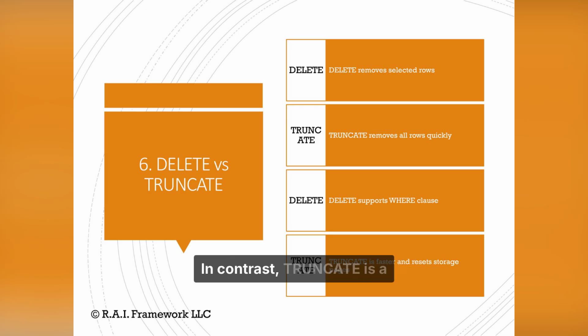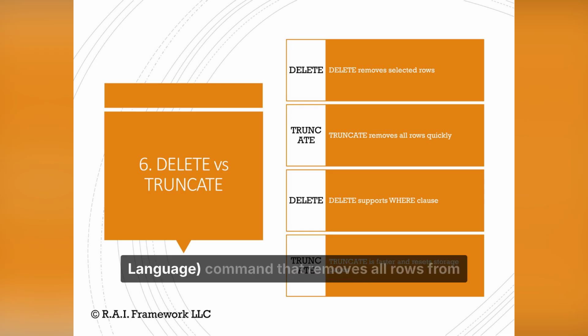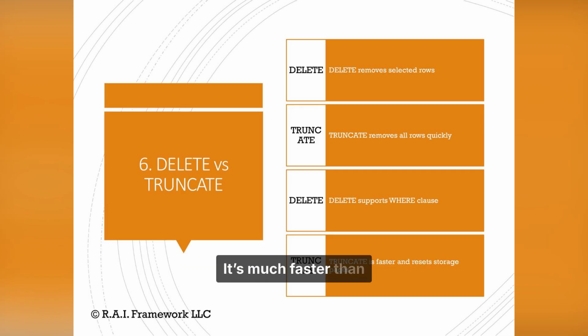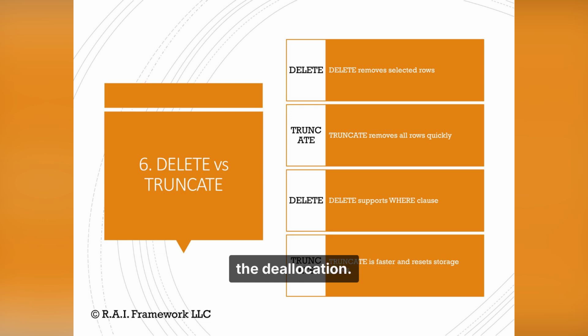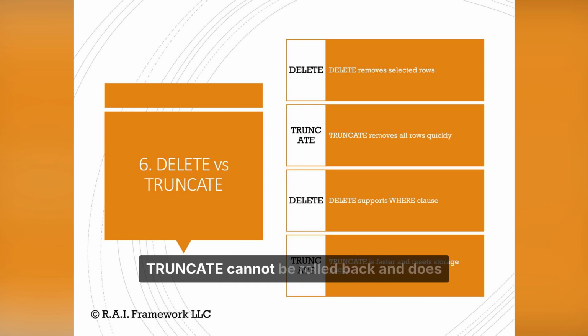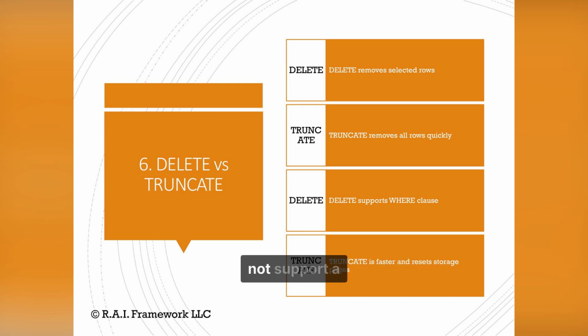In contrast, truncate is a DDL, data definition language command that removes all rows from a table, effectively reinitializing the table structure. It's much faster than delete for removing all data because it deallocates the data pages and logs only the deallocation. Truncate cannot be rolled back and does not support a where clause.